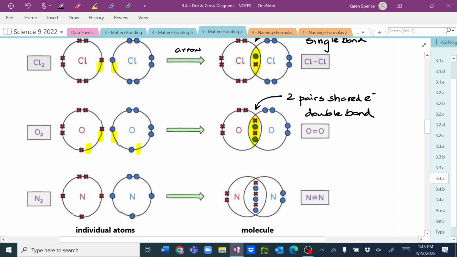And finally, nitrogen has three holes, so we need to have three bonds. And if it's bonding with nitrogen, they might as well just share all three of them. And that is a triple bond. Okie dokie.